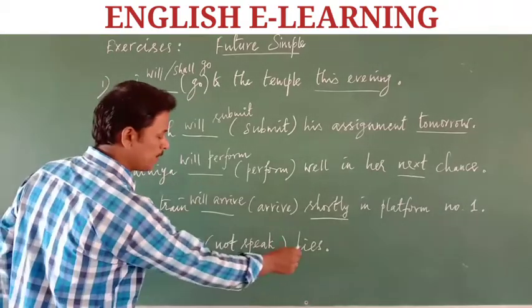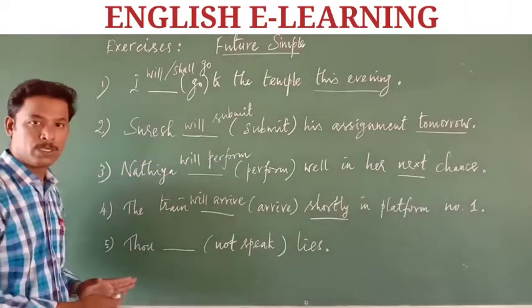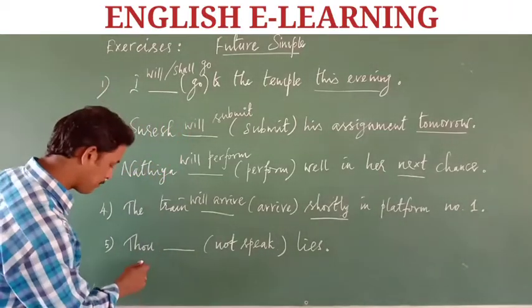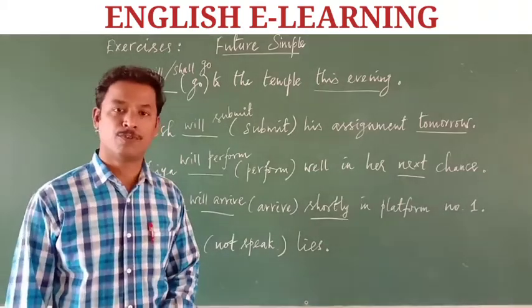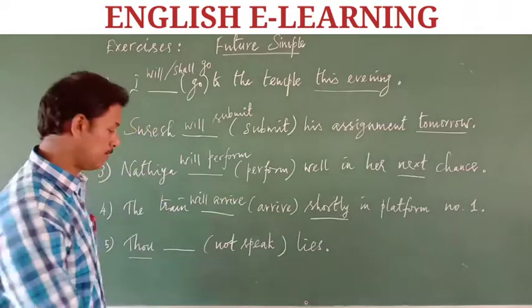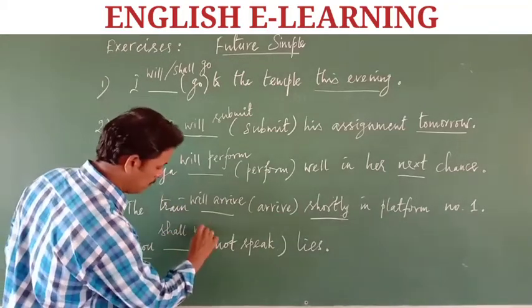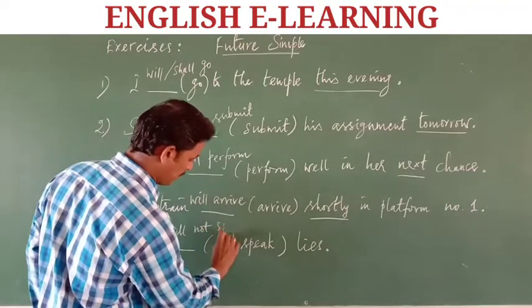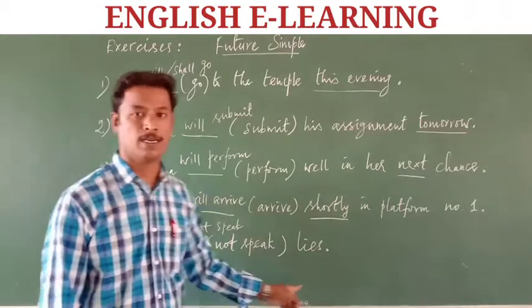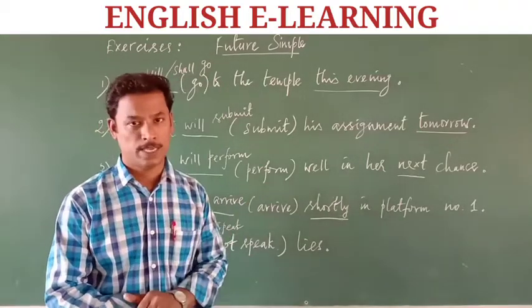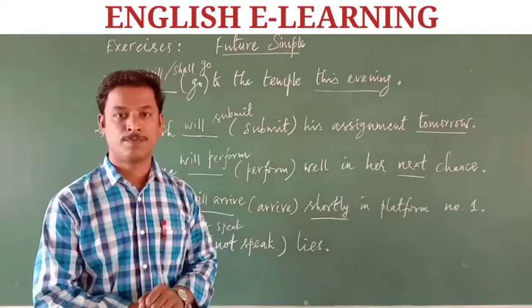And then next one. Thou dash not speak lies. Here there is no keyword, but the major subject is thou. If you find thou, we must use the modal shall only. So negative not, and then base form speak. Thou shall not speak lies. These are all the exercises for simple future, especially active voice.